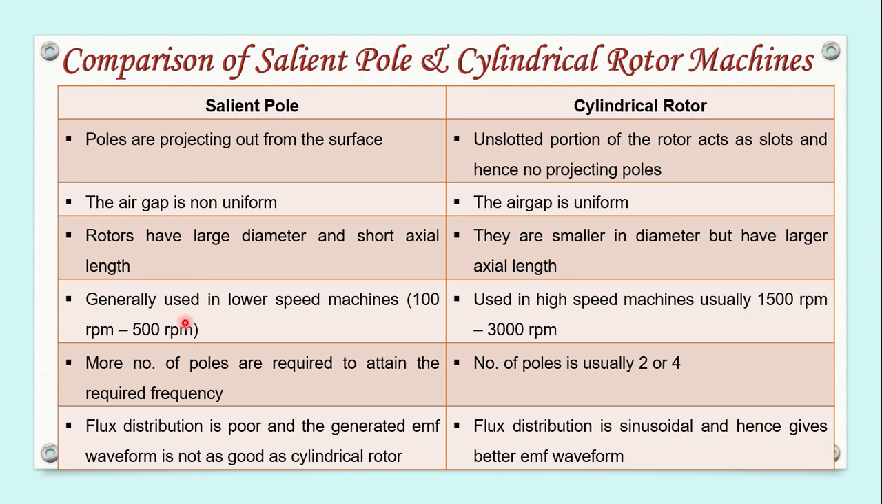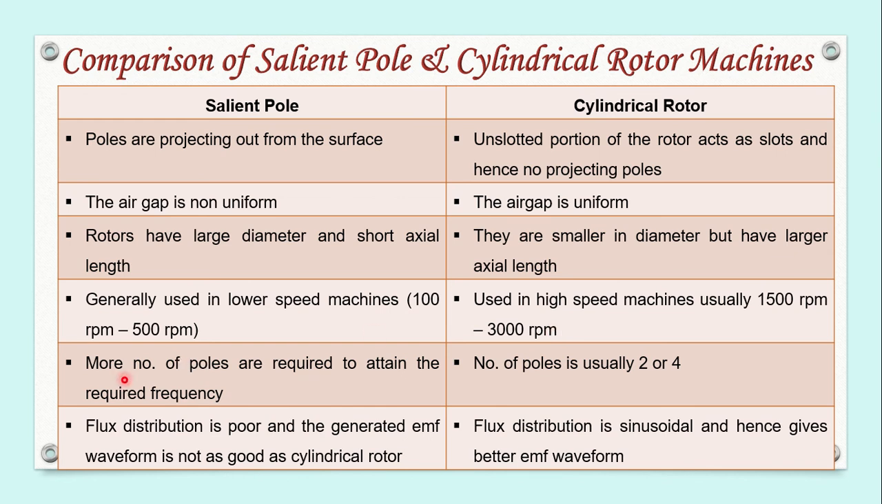So you have to note that they are used in lower speed machines. And the cylindrical rotor machines are used in high speed machines. They are used for high speed applications, and the speed usually ranges from 1500 rpm to 3000 rpm.